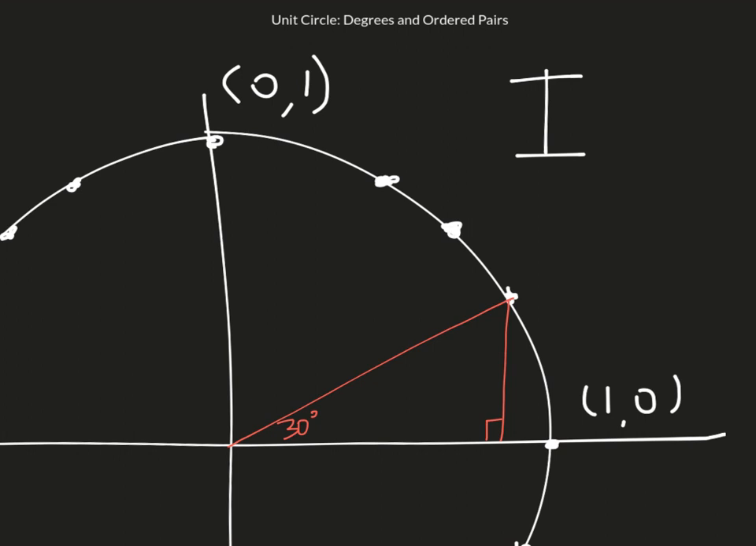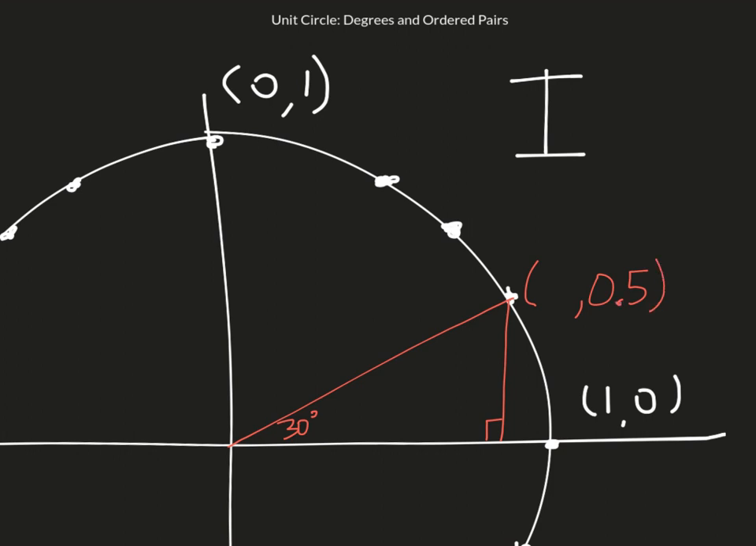And what we learned about 30-60-90 triangles is that the hypotenuse is twice the length of the short leg, and then we multiply the short leg by the square root of 3 to get the long leg. And do you notice that the short leg is going to be the y value, and that the long leg in this case is going to be the x value. So my x value, well, let's get to the x value here in a minute. The y value is 0.5. Now, how do we know that it's 0.5?